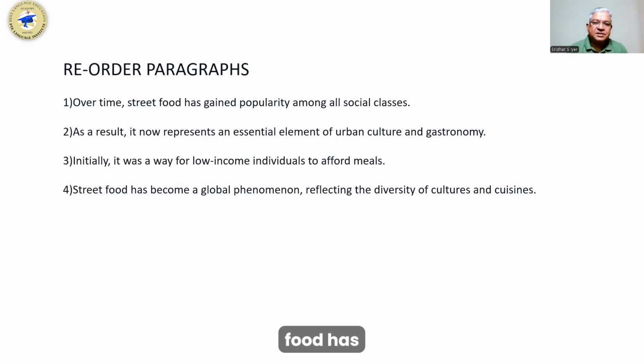Over time, street food has gained popularity among all social classes. I don't see that it is a standalone kind of a sentence. As a result, also tells about something later on. Initially, it was a way for low-income individuals to afford meals. Street food has become a global phenomenon reflecting the diversity of cultures and cuisines. Looks like a standalone sentence here.